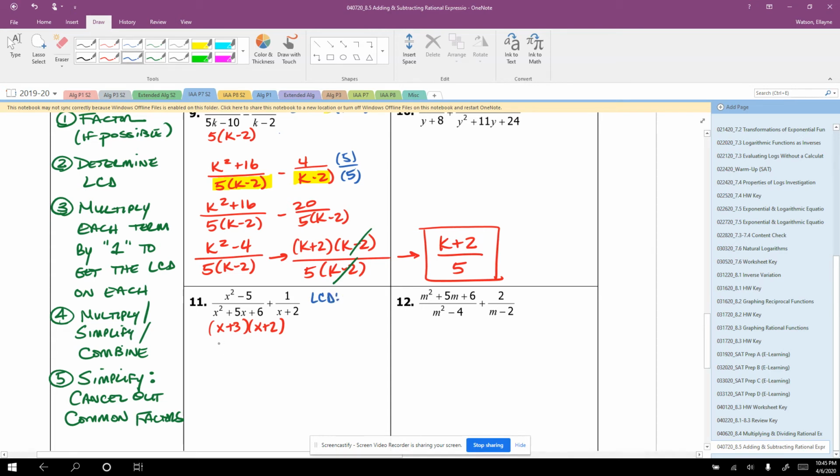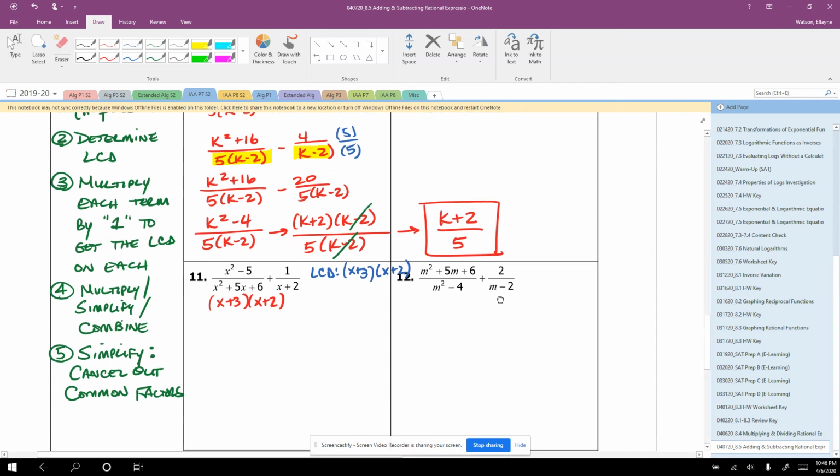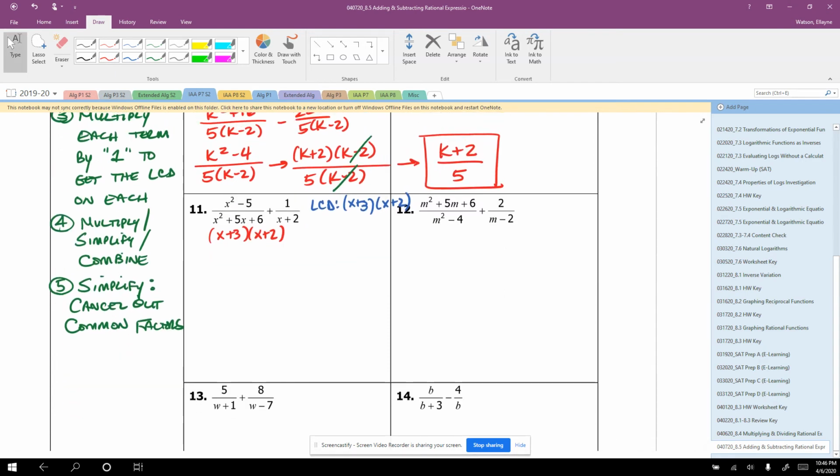So again, I look at the first term, I need an x plus 3 and I need an x plus 2. All right, second term, I need an x plus 2. I already have it. Do not repeat it again. Okay, so now, next step is multiply each term so that you have the LCD on each one. So it turns out the first term already has the LCD, so we don't need to do anything. So the first term stays as is.